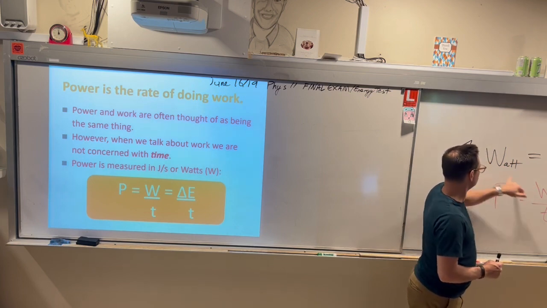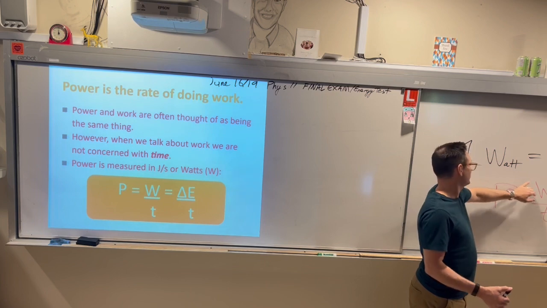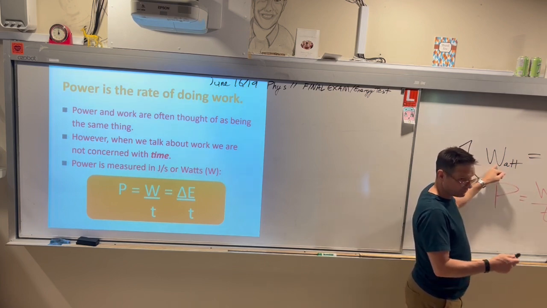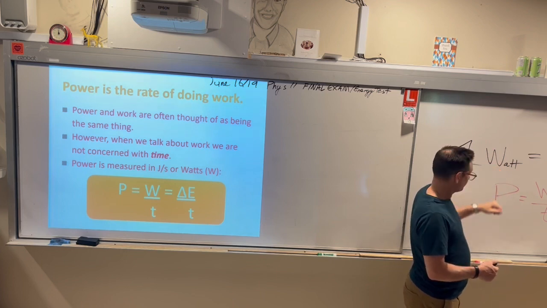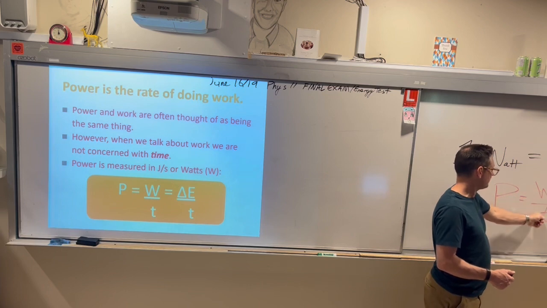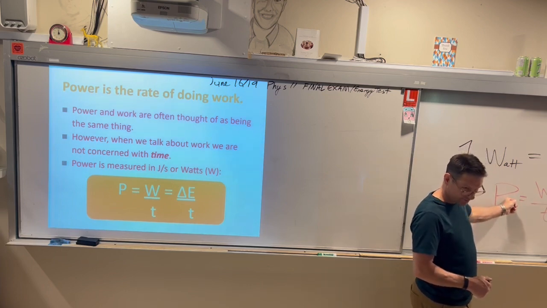Don't get confused with the 2 W's. One is work, which is measured in joules. This W is watts, which is the unit for power. Power is in watts, which is a joule per second. Work is in joules, time in seconds, so joules per second equals watts.